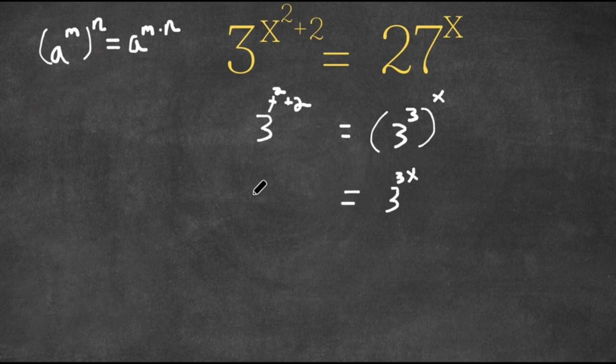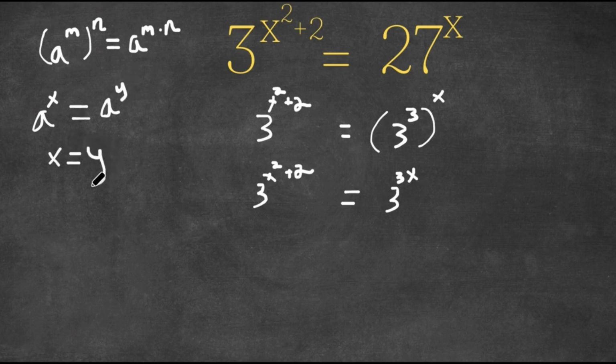And this is equal to 3 to the power of x squared plus 2. Now, because our bases here are the same, that means our exponents are the same as well, because if we have a to the power of x equals a to the power of y, this means that x is actually equal to y. So that means that x squared plus 2 is equal to 3x.